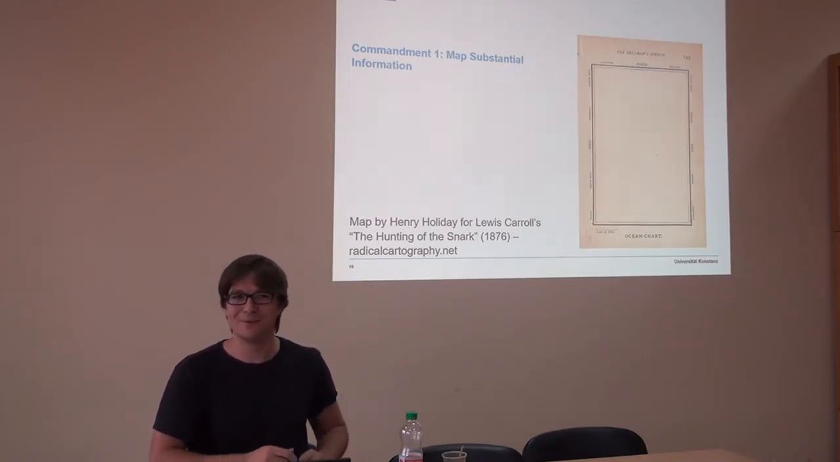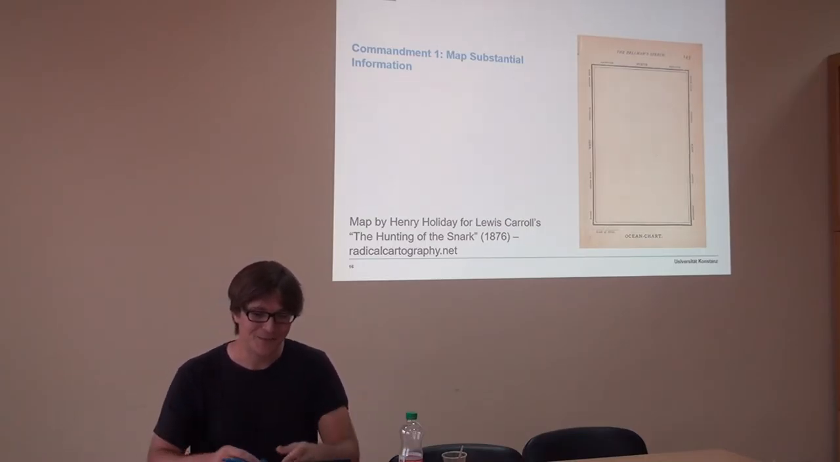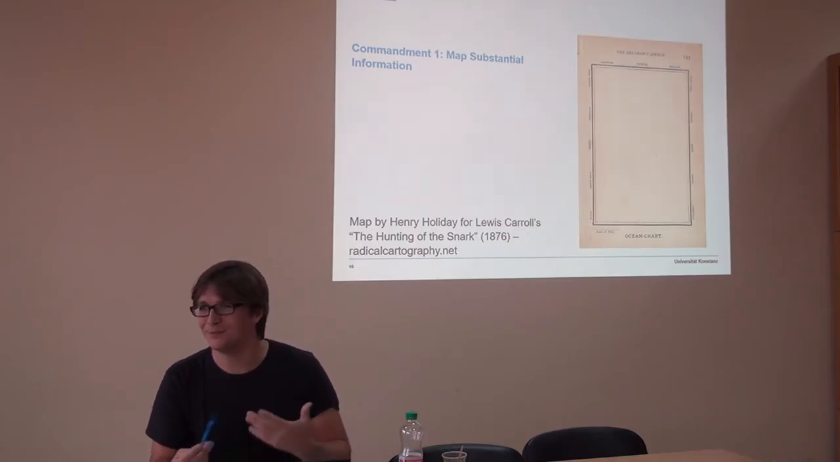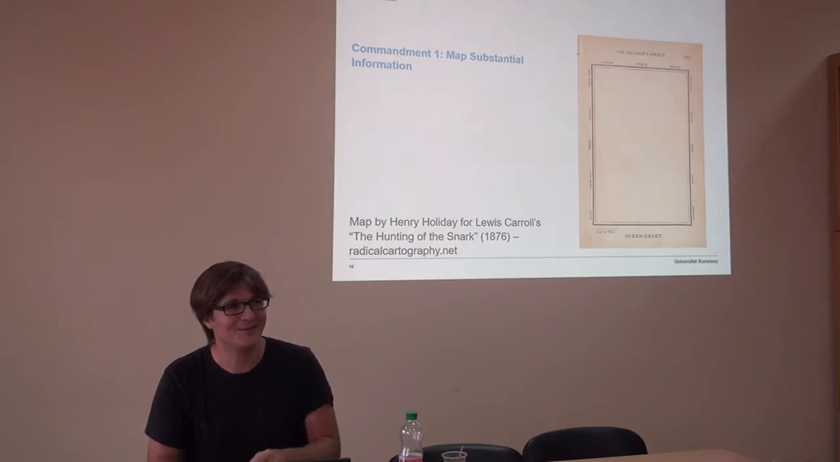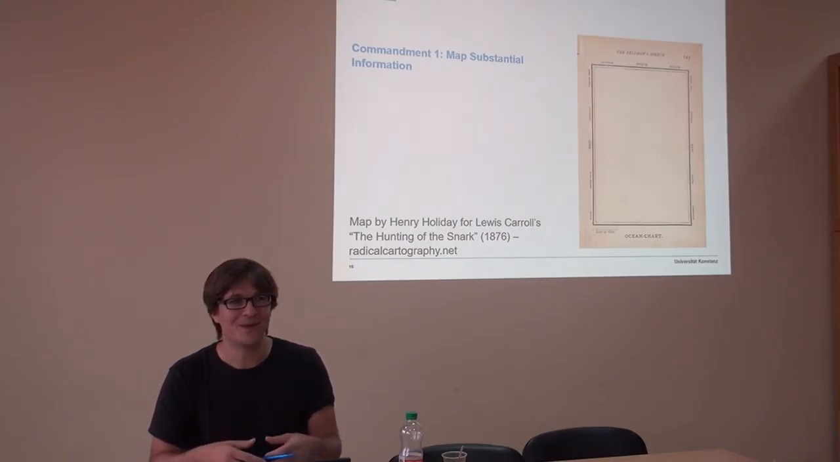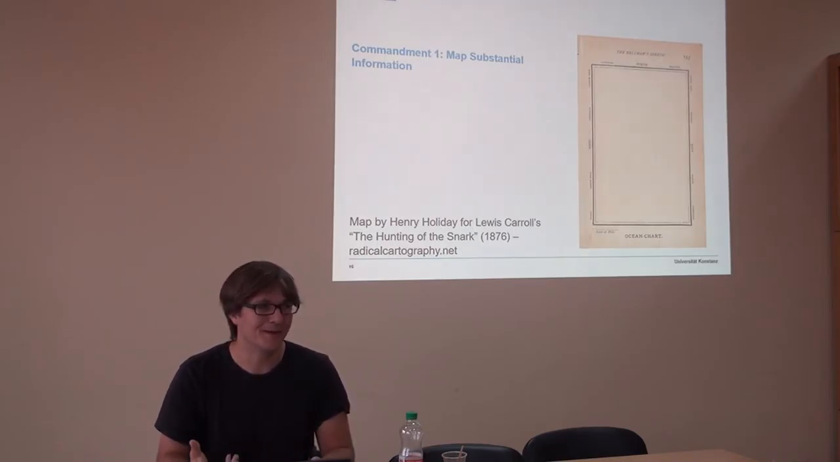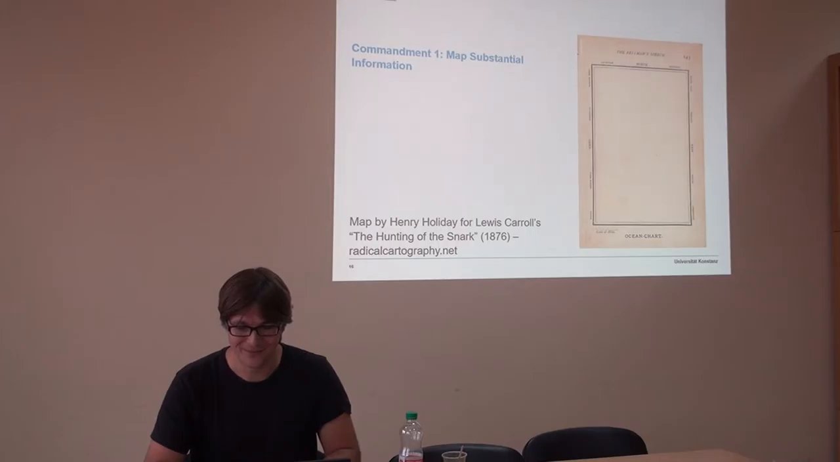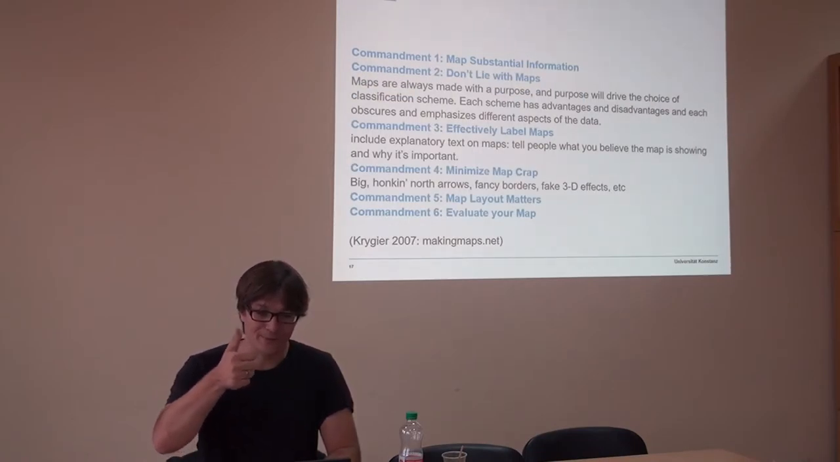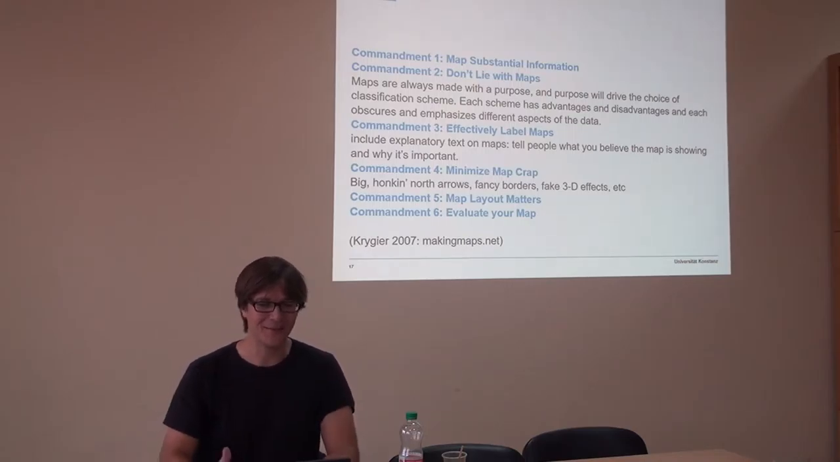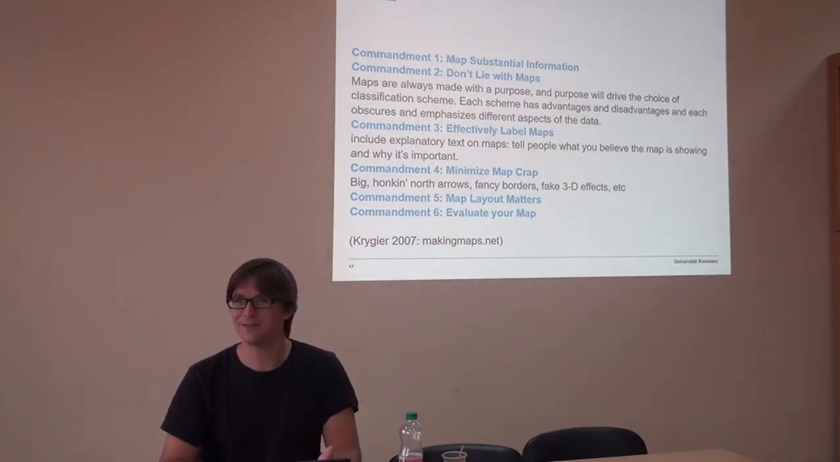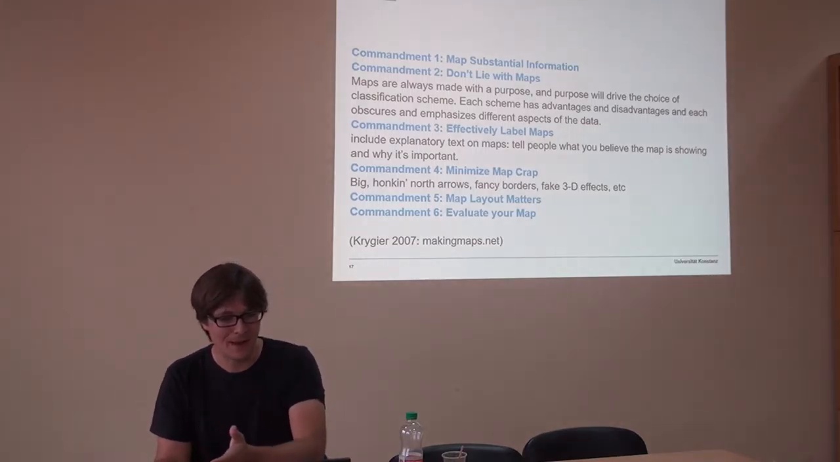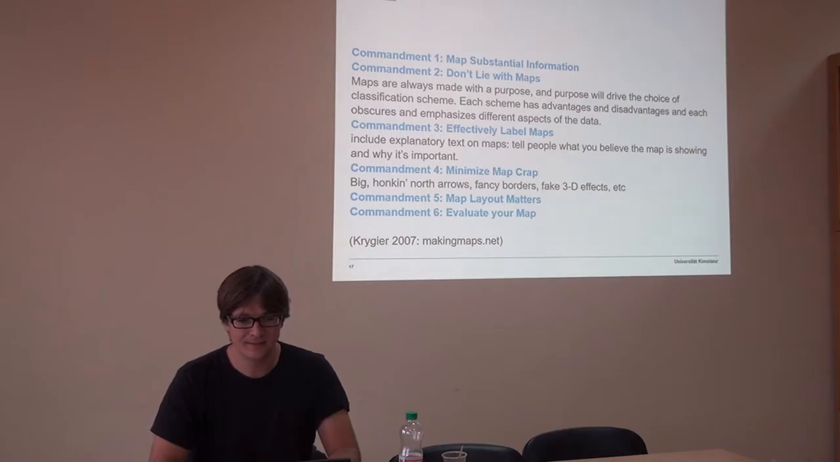And so, first principle, map substantial information. So this is an ocean chart. Yeah, you see nothing because it's just ocean. So we should not create maps just to create maps, but we should always include some kind of information, and the more multivariate the information is, the better it is usually, so that you can really have a high data ink ratio, so to say. So, commandment one, map substantial information.